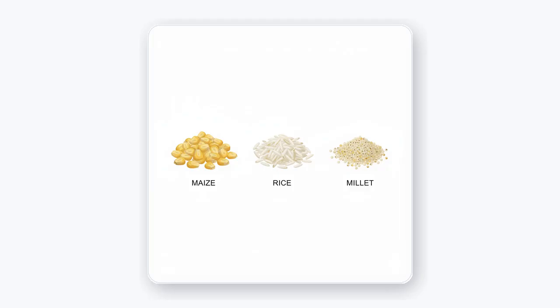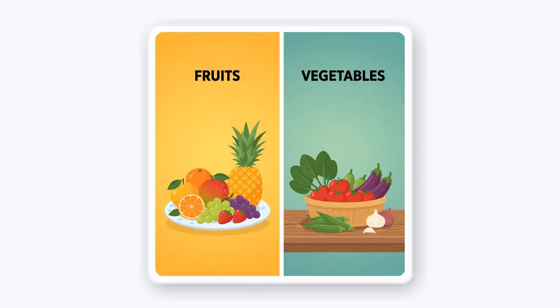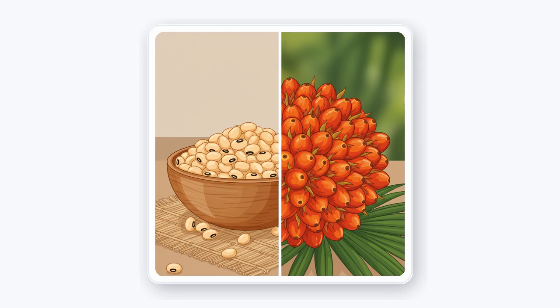Cereal crops like maize, rice, and millet are from the grass family and are grown for their edible grains, which are rich in carbohydrates. Fruit crops like oranges provide vitamins and sugars, while vegetable crops like spinach and okra provide vitamins and minerals from their leafy parts. Legumes like cowpea are rich in protein. Oil plants, such as the oil palm, produce oil of great economic value.